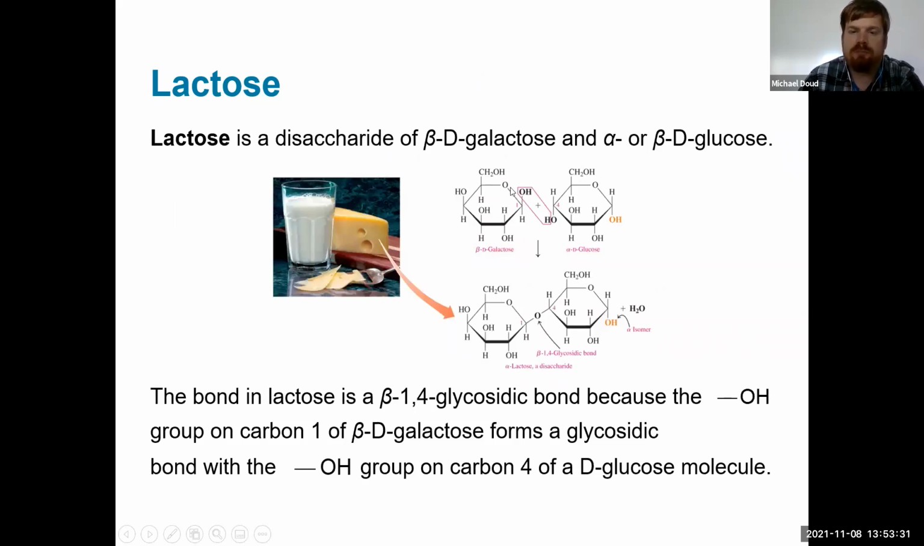So again, we have the hydroxyl group on carbon 1 of a beta D-galactose forms a glycosidic bond. That's this O here. This is what we call the glycosidic bond, just this oxygen that bridges the two monosaccharides. And that links to carbon 4 of the alpha D glucose. Notice here, again, we have carbon 1 on the other side of this glucose molecule. That could be alpha or it could be beta. So again, we call this a beta 1,4 glycosidic bond because the OH group of carbon 1 of beta D-galactose is the one that forms the glycosidic bond.